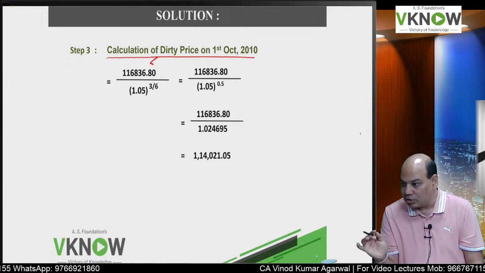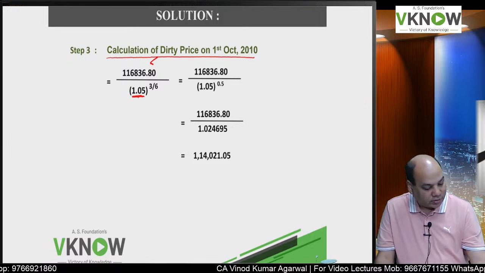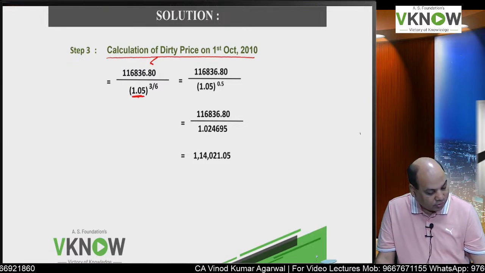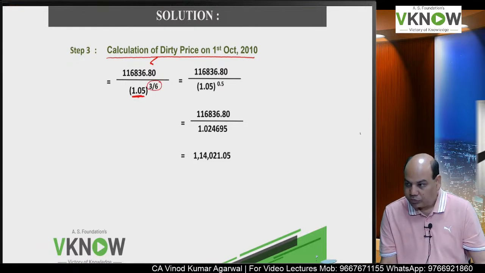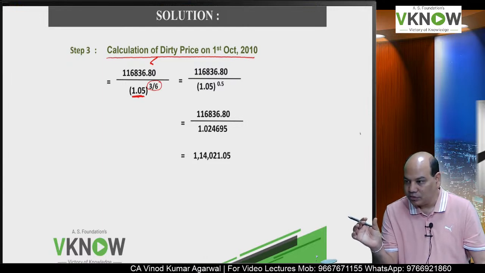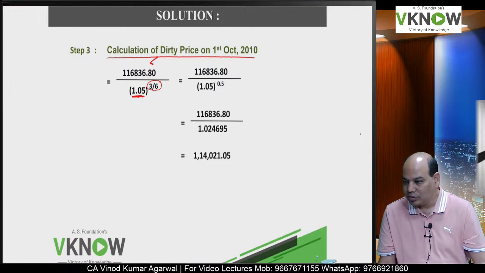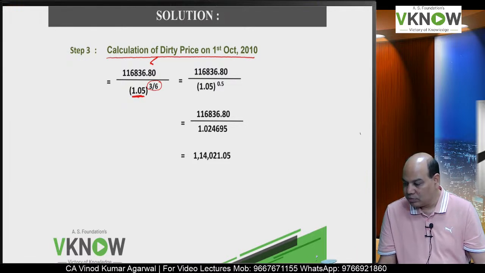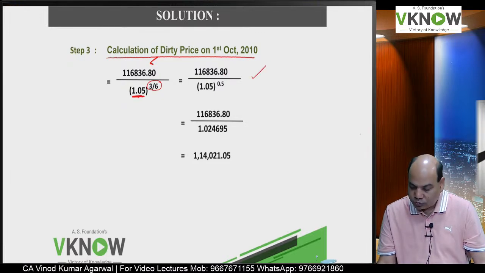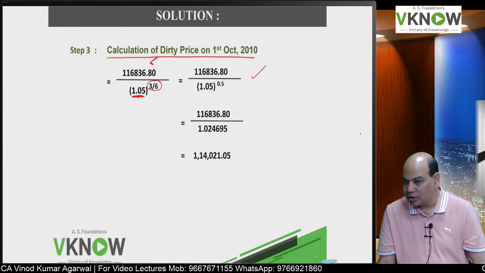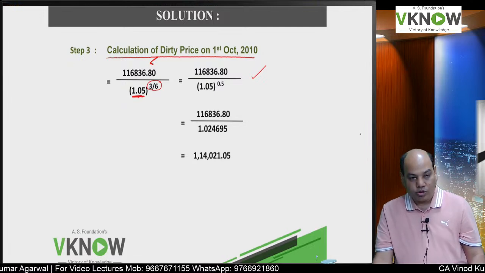It is a semi-annual bond. So interest rate or required return, which is given as 10%, will take 5%, 1.05, and power will be, one period is equal to 6 months. So 3 divided by 6. 3 divided by 6 means we will take half of the 6 months period. So you will get on the right side 1,16,836.80 divided by 1.05 to the power 0.5.